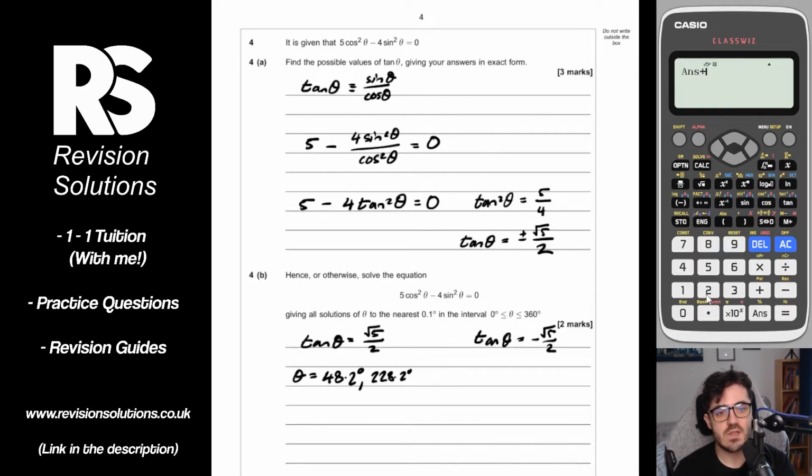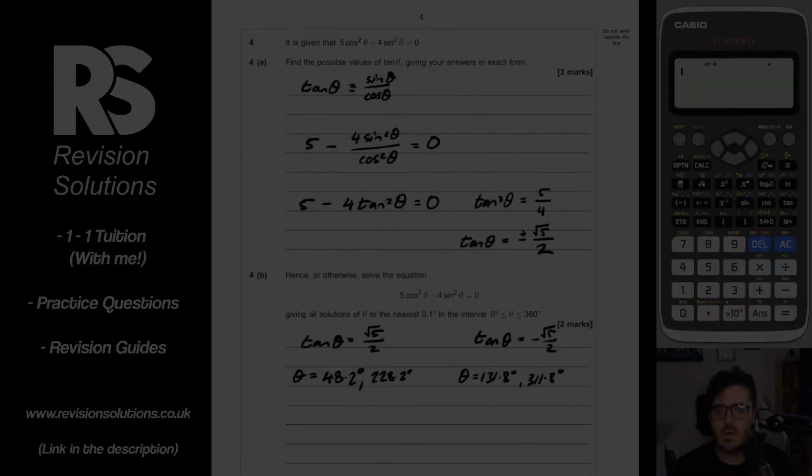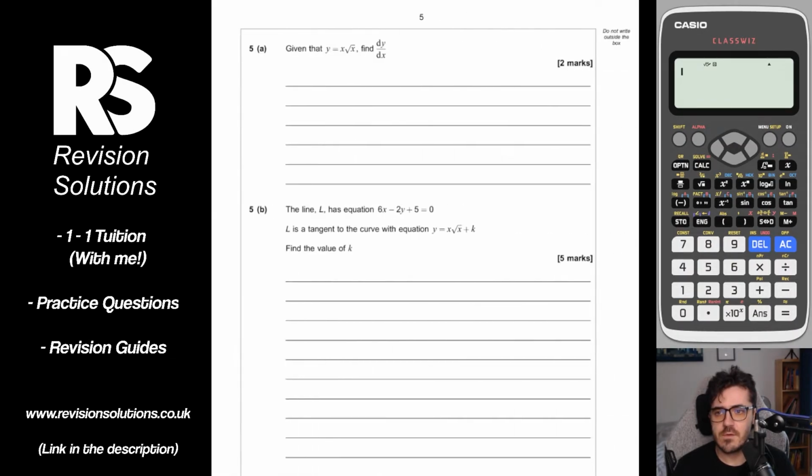So if we add 180 once to that, we have 131.8 degrees to the 0.1 degree rounding. So we get theta equals 131.8 degrees. And then I can actually add 180 one more time and stay inside the interval, which gives us 311.8 degrees. And that would be the final solution, because if I add 180 again, I'd be beyond 360 degrees and outside the interval. Moving on now to question 5.